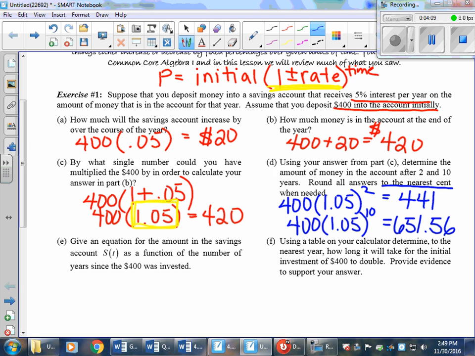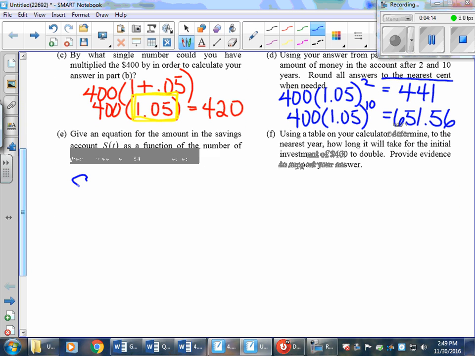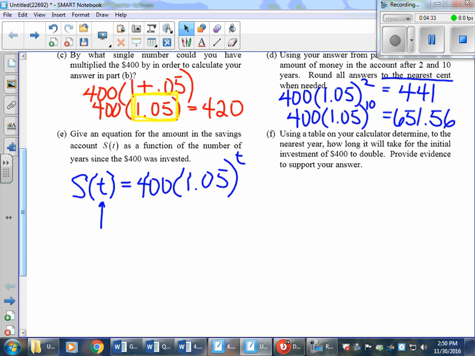E says give the equation for the amount. So this is basically the same equation we've just been talking about, except it's telling us to call it S of t, which is equal to our initial amount, 1 plus the rate, raised to the, in this case, they're using t as our independent variable. F says, using a table on your calculator, determine to the nearest year how long it will take for the initial investment of $400 to double. And it says, provide evidence to support your answer.